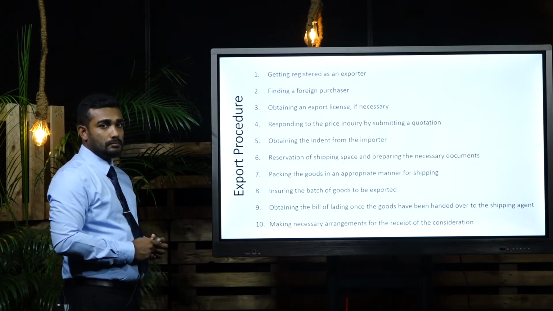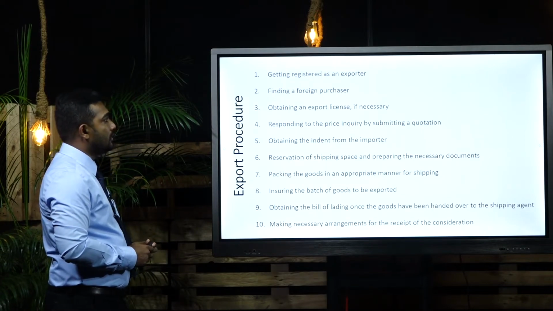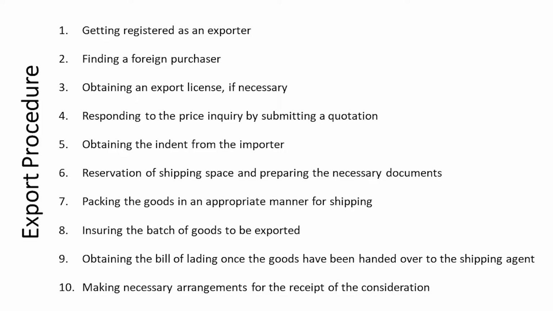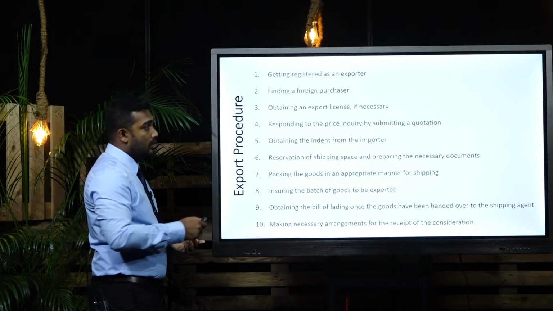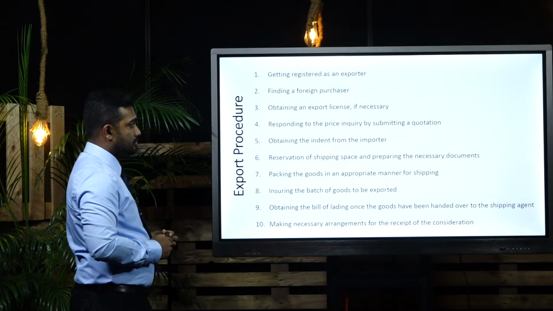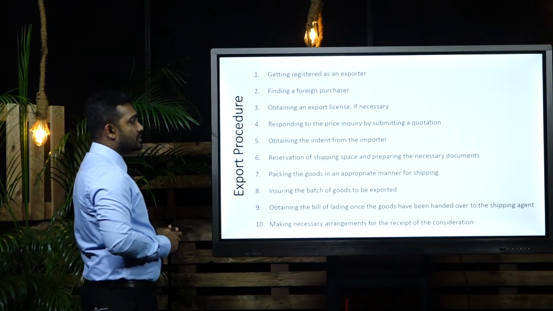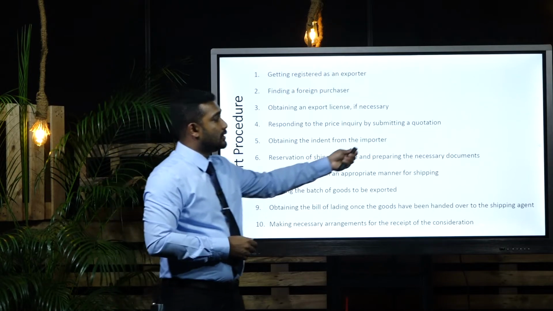Export procedure. Again, what you need to do firstly is to register as an exporter. If you are going to export something to another country, you have to first register as an exporter. Then you need to find a foreign purchaser, right. There has to be someone who is interested to buy your products. If there are any licenses required, then you have to take them, and then you have to respond with a quotation.